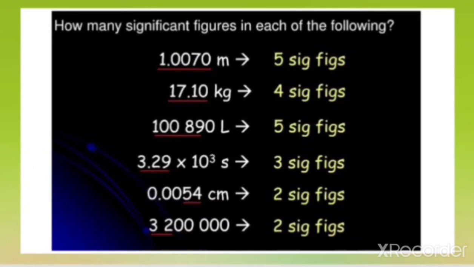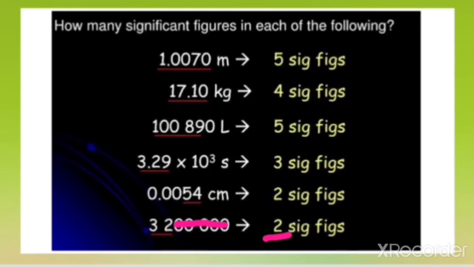Now I am taking the last example, when you check here, 32000000. In this case, you can see there is no decimal point. So if there is no decimal point, we cannot take these zeros into the significant figures.